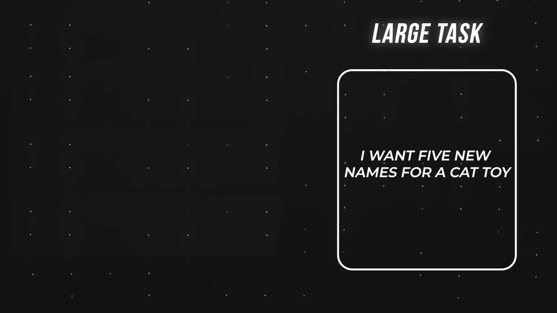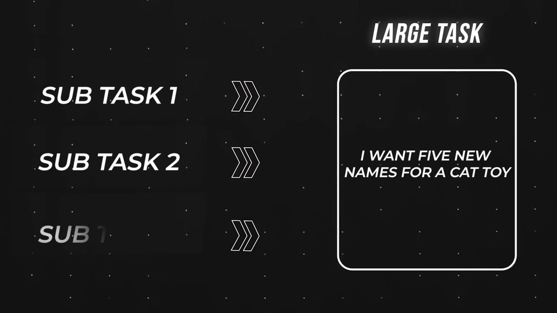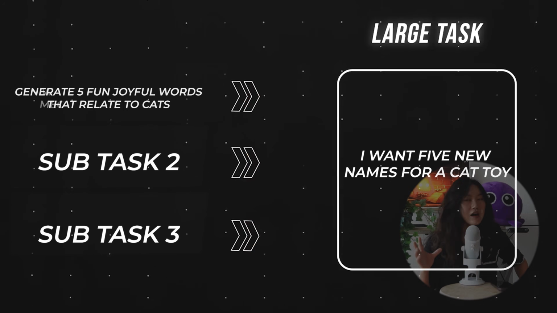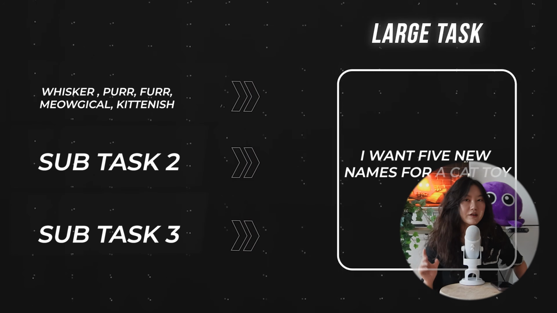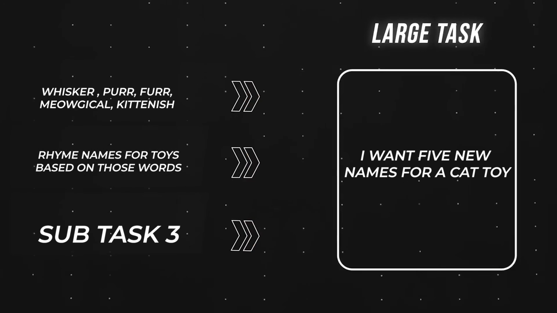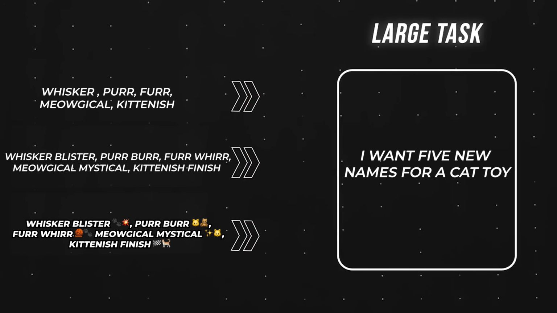For example, if you want to brainstorm 5 new names for a cat toy that you're making. You can split this task into 3 different steps. Step 1 is to generate 5 fun, joyful words that relate to cats. And the LLM will come up with things like purred, whisper, and feline. Then step 2 is to ask it to rhyme names for a toy based on those words. And step number 3 would be to add a fun, relevant emoji for each toy name.